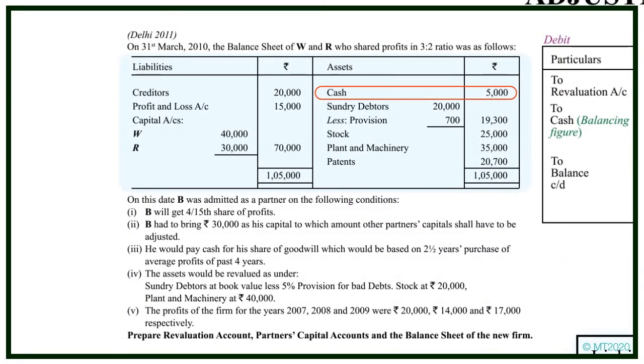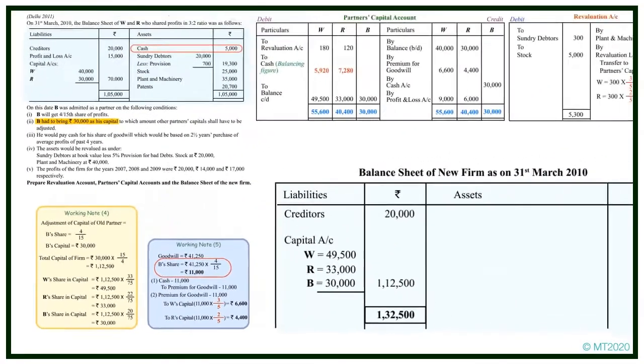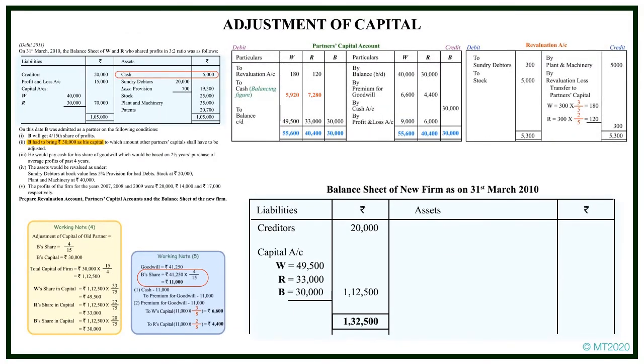Coming to the asset side, we will refer the question again, and the balance sheet shows that cash balance on 31st March before admitting the new partner was 5,000. So we will refer the 5,000 and do some adjustment with cash because on admission of the partner B, he brought some amount of capital. He also brought his share of goodwill to compensate the sacrificing partners. Thus, the amount which he has brought will be added to the opening balance 5,000 of cash. So 5,000 plus 11,000 plus 30,000. This is the total amount which the firm has for cash.